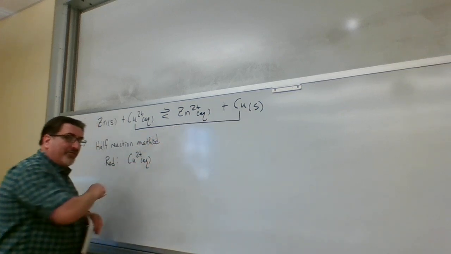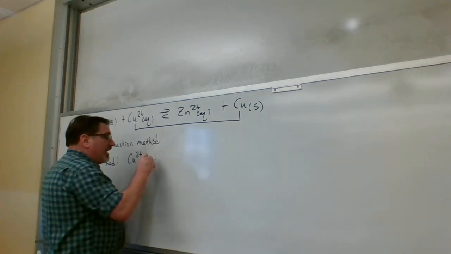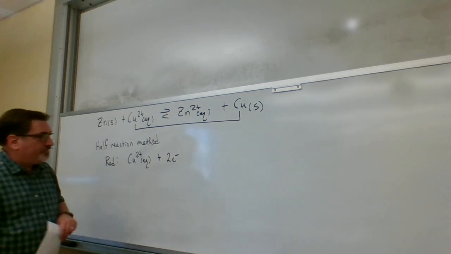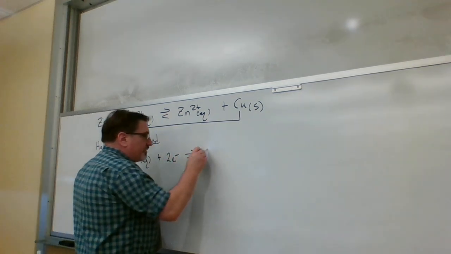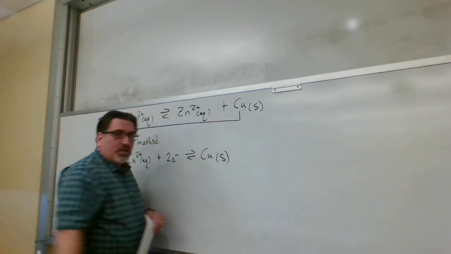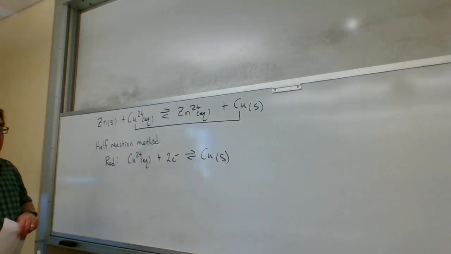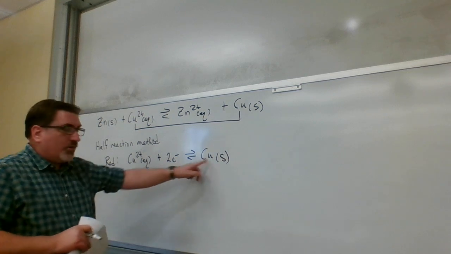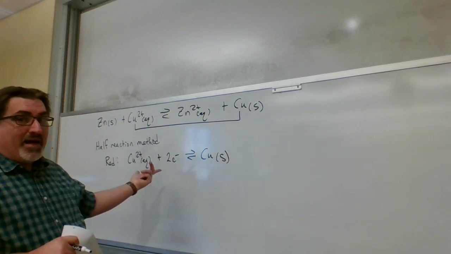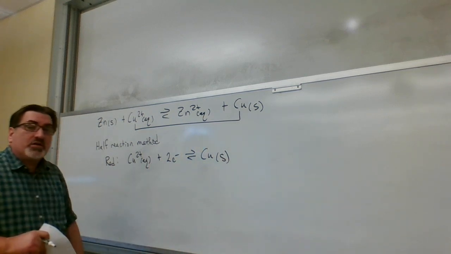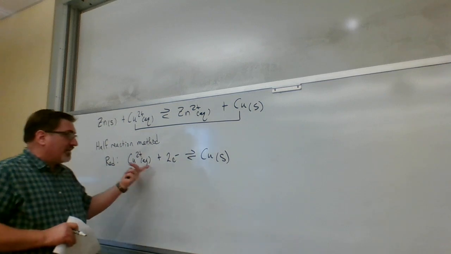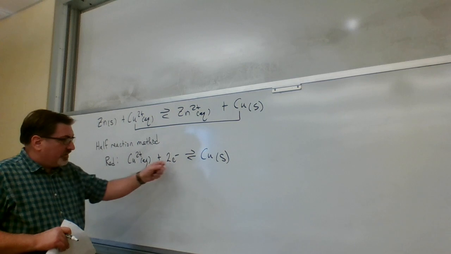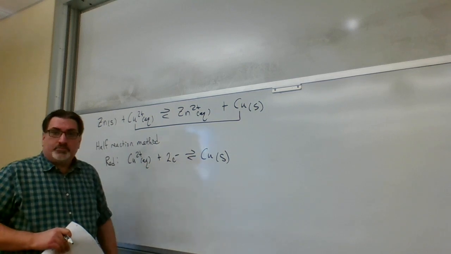So the reduction half reactions have electrons as a reactant. So plus 2 electrons produces solid copper. Each one needs to be mass balanced. Like I said before, 1 copper and 1 copper. Remember, electrons have a negligible mass. They have to be charge balanced, which means the sum of the charges on the left has to match the sum of the charges on the right. 2+ minus 2 is 0. Okay?